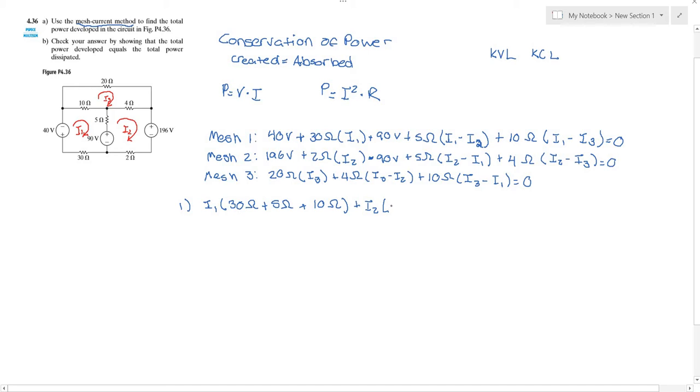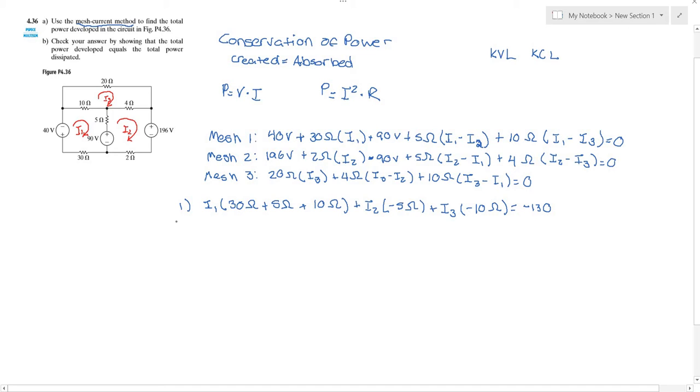And this one's going to be negative 5 ohms. And then my I3, this one's going to be negative 10 ohms. And now I'm going to add the voltages together, right? So it's 40 plus 90, so it's 130. But I'm going to pass it over to the other side, so it becomes negative 130. Correct?